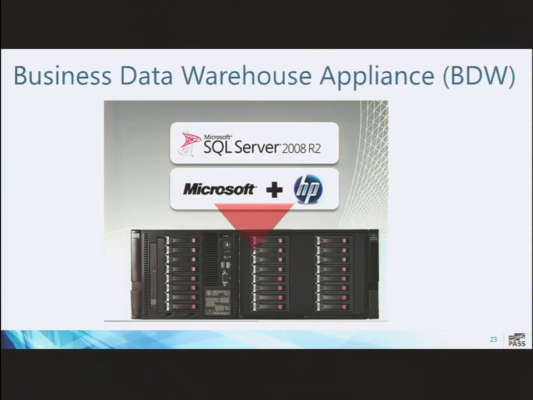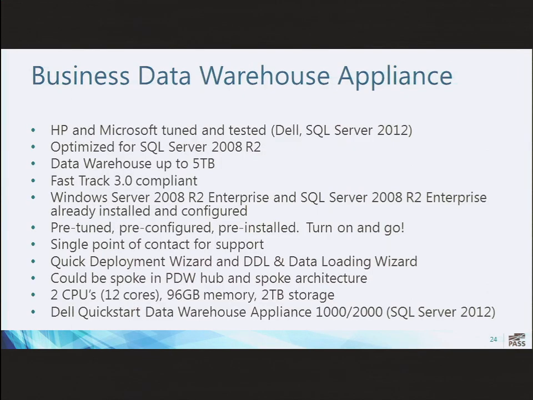The first one is the business data warehouse appliance. It takes the fast track architecture, and it also installs SQL Server and the operating system on it. So they tuned and tested it in addition to the hardware with the operating system on there, and all those configuration parameters I talked about, they do that for you. Again, the one I'm talking about now is 2008, and I think they said 2012 is coming out in the first half of this year. But Dell does have this in the 2012 version. On the bottom, it's called the Data Warehouse Appliance 1000 and 2000. So they are ahead of HP in this.